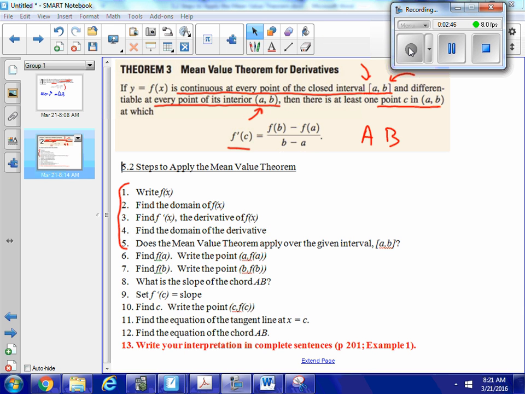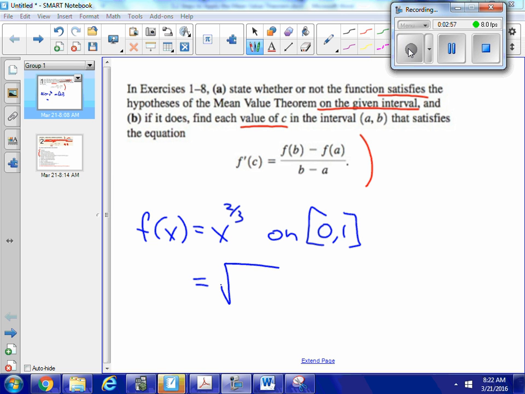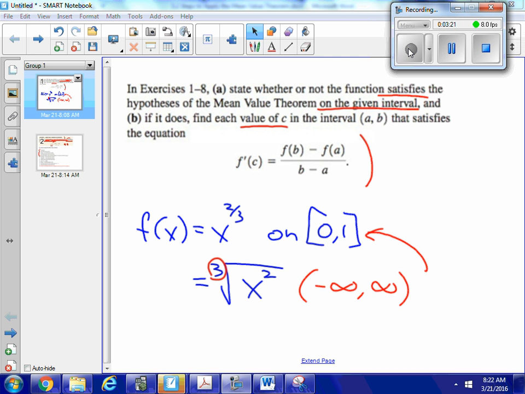So let's go back to our function. I want to look at the domain of this function. For purposes of that, I'm going to rewrite it as the cube root of x squared. Now I don't have any denominators. I do have a radical sign, but the index is odd, so I don't really need to worry about that. And I have no logarithms. So the domain of this function would be negative infinity to infinity, all real numbers, so it certainly is continuous on that one little tiny interval.